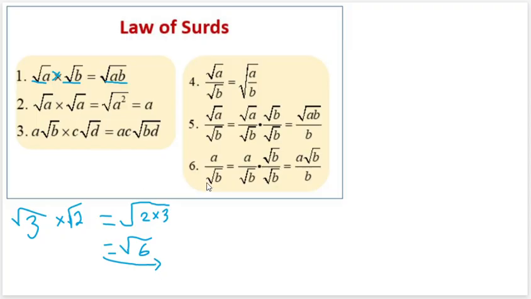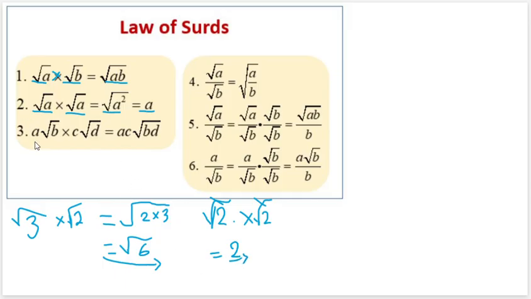Now law 2 is telling us if the same surd is being multiplied together, your final answer is just the number. So if I have root 2 multiplied by root 2, when this happens, then that means that these roots are canceling each other. So all we are left with is the number 2.